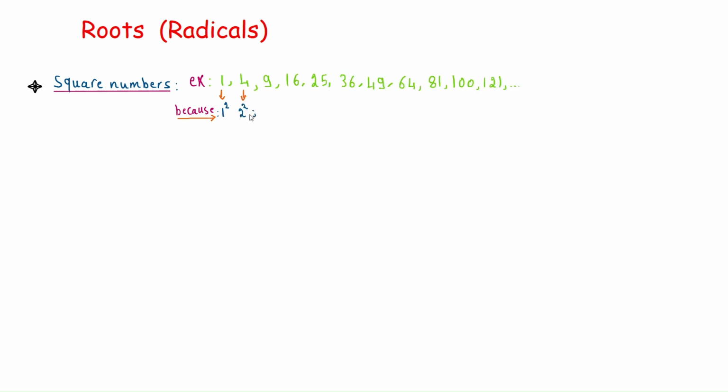Guys, today we are going to take roots or radicals. Let's start with square numbers. 1 is a square number because we can write it as 1 to the power of 2. The same for 4. 4 is a square number because we can write it as 2 to the power of 2. 9 is 3 to the power of 2. 16 is 4 to the power of 2, and so on. We're supposed to memorize all of these numbers in order to be able to deal with numbers without a calculator.